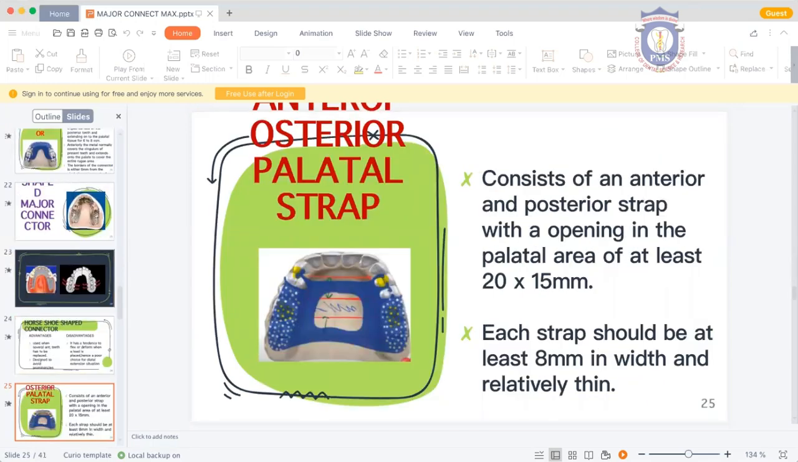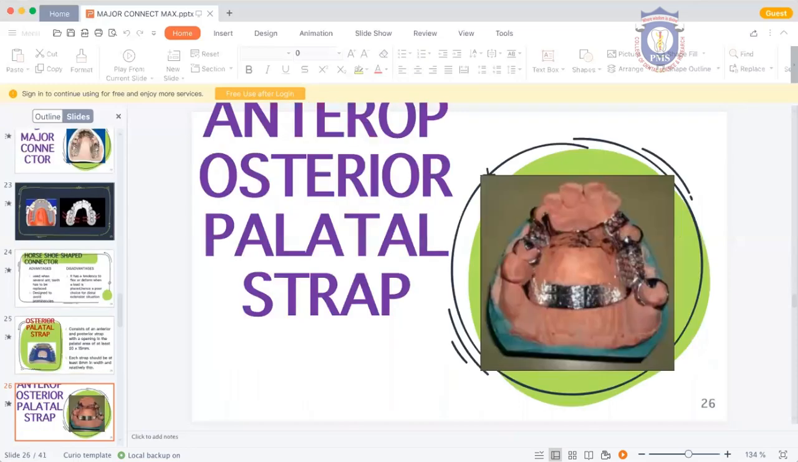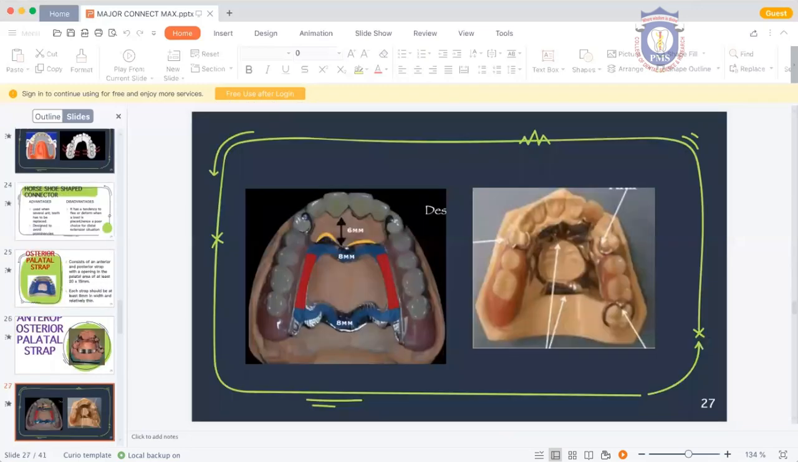Then we have the anteroposterior palatal strap. It consists of an anterior and posterior strap with an opening in the palatal area of at least 20 by 15 millimeter of space in between the two straps. Each strap should be at least 8 millimeter in width and relatively thin. See the diagram. It is 8 millimeter in width, and it is 6 millimeter away from the free gingival margin.